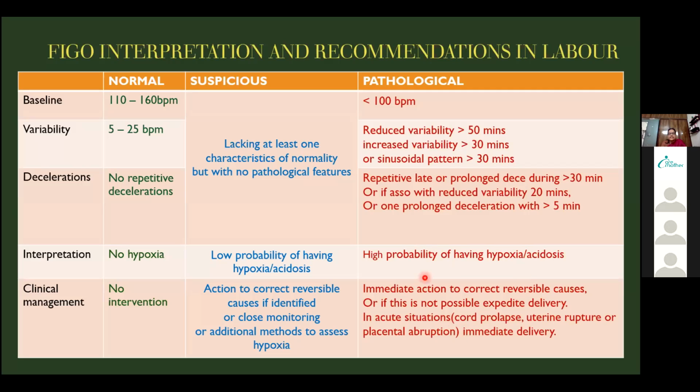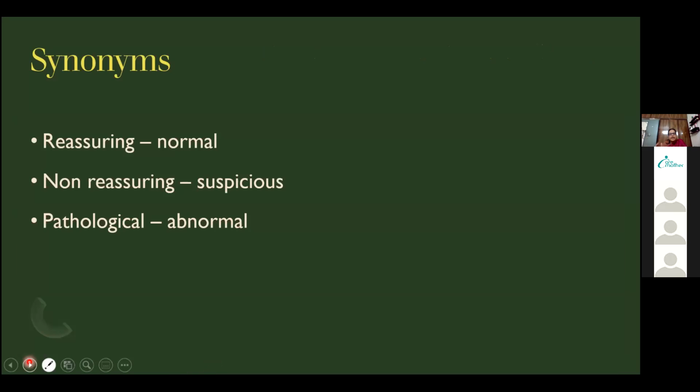In all the other pathological conditions also, you reassess the patient, correct if there is a correctable cause, and if there is no correctable cause, observe for a little longer time, and if it is repetitive and the clinical situation warrants C-section, then go for a C-section. What are the terms that you use? Again, in RCOG, they use reassuring as normal, non-reassuring as suspicious, pathological as abnormal.